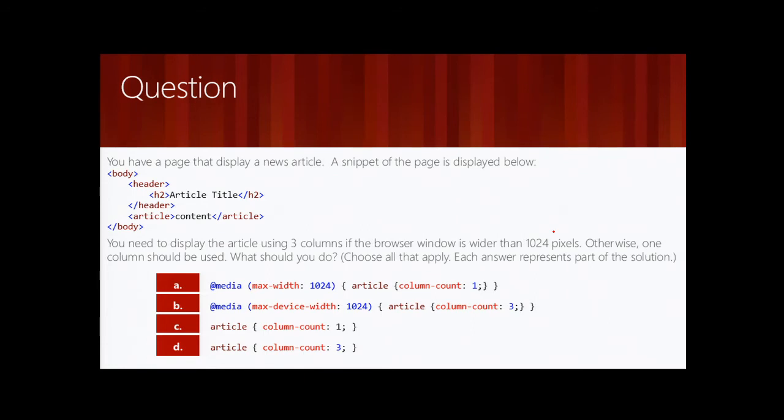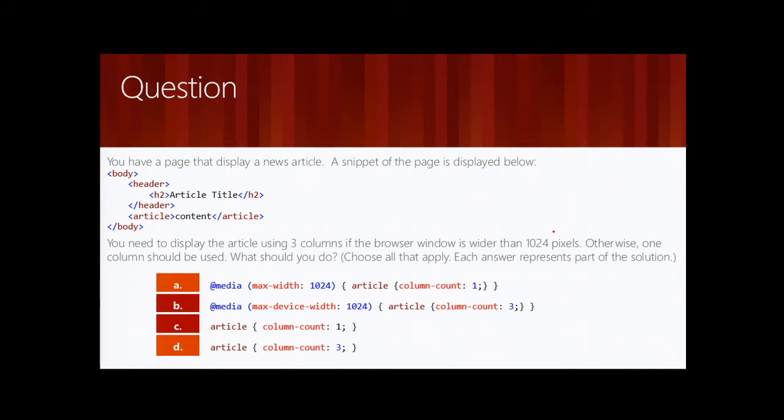You said B and C. So B, if the max device width is 1024, set the column count to 3. Otherwise, set it to 1. Anybody else disagree? This sounds good to most people? A and D. Think about it this way. Remember, the default state of the browser is whatever width it is. So we say we're going to make this a 3-column layout. If the max width is under 1024, we're going to make it a single-column layout.